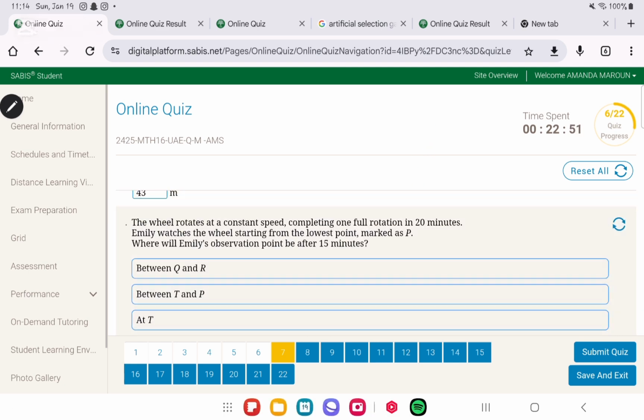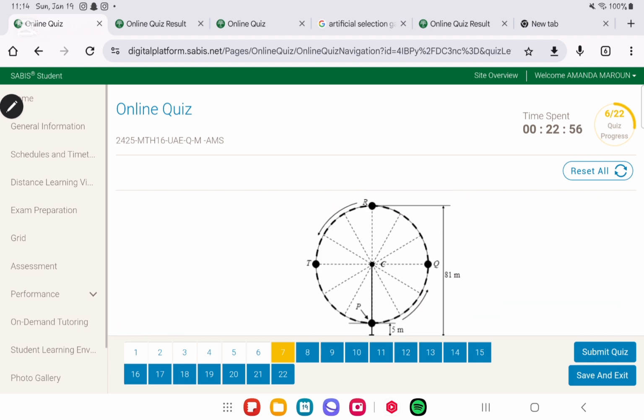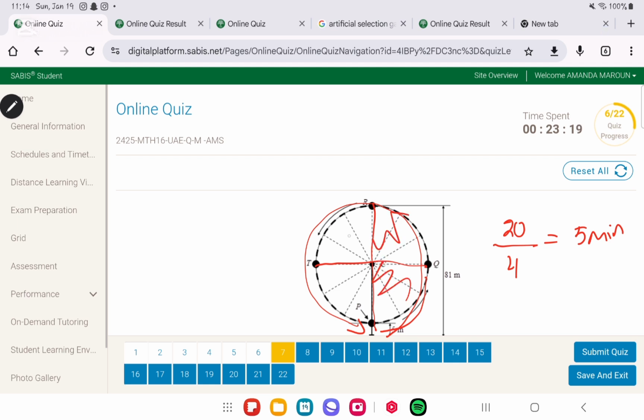Now the wheel rotates at a constant speed, completing one full rotation in 20 minutes. So let us play a game over here. We are going to split this into 4 sectors. And they said all of this round is completed in 20 minutes. So 20 minutes divided by the 4 sectors means it takes 5 minutes for each sector to be completed. So 5, 5, 5, and 5.